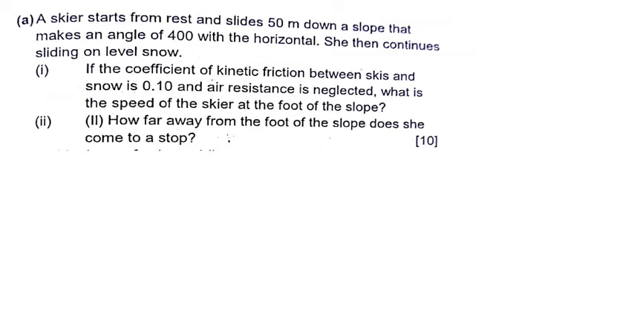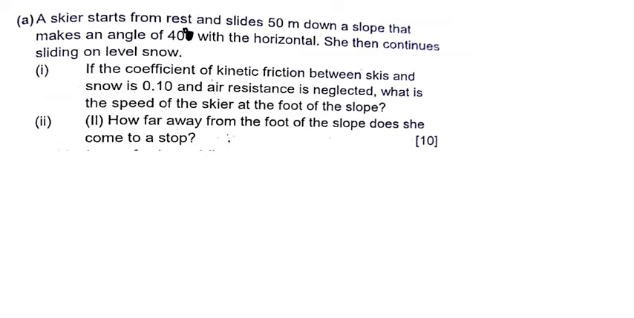So a skier starts from rest and slides 50 meters down a slope that makes an angle of 40 degrees. This is supposed to be 40 degrees. There is no 400 degrees. These are guys who are making these documents, and they are failing to edit simple things here. So this is 40 degrees and not 400, okay? With the horizontal.